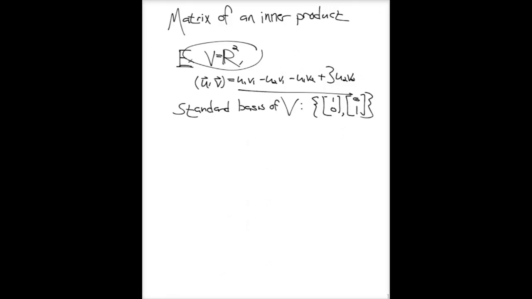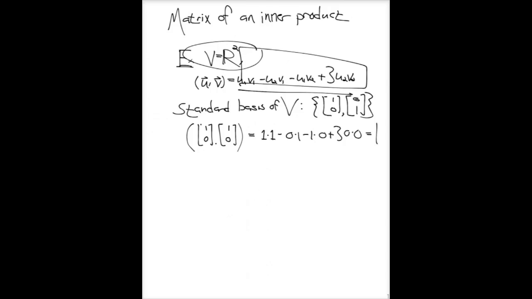So to begin, let's take the inner product of (1, 0) with itself. When we do that, we get the following expression. Here U1 is 1, U2 is 0, V1 is 1, and V2 is 0. Using the formula above, we just get 1 times 1 minus 0 times 1 minus 1 times 0 plus 3 times 0 times 0, or just 1.